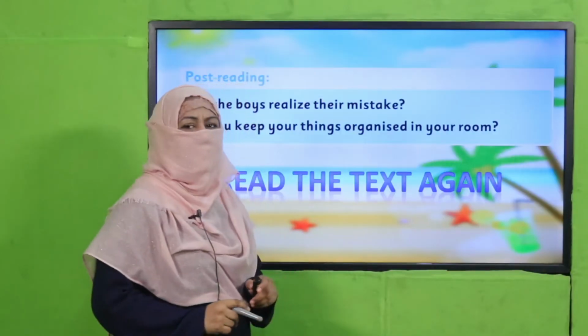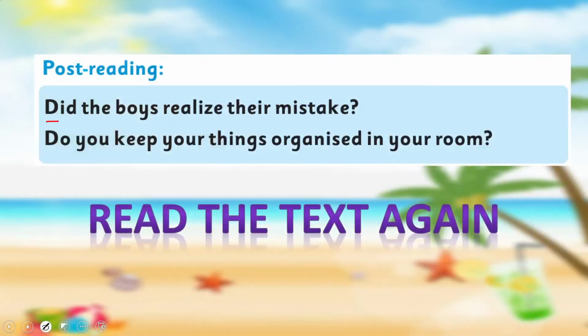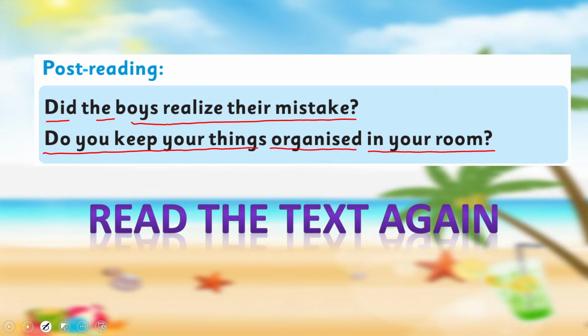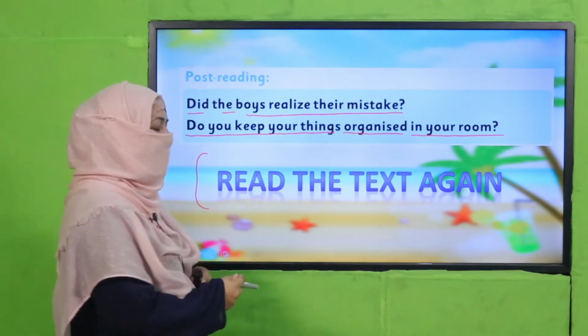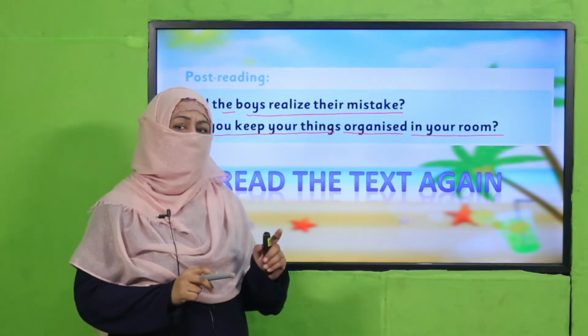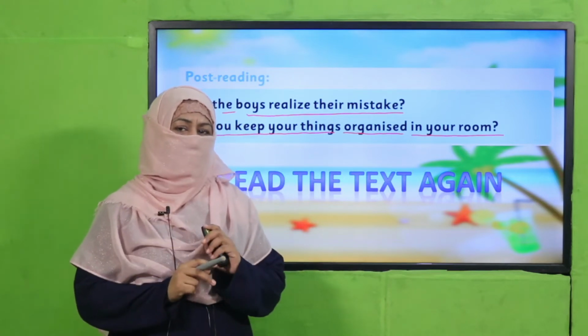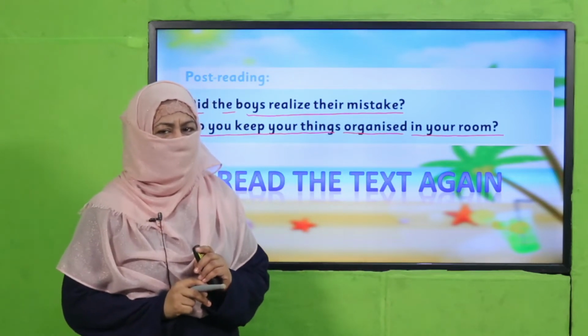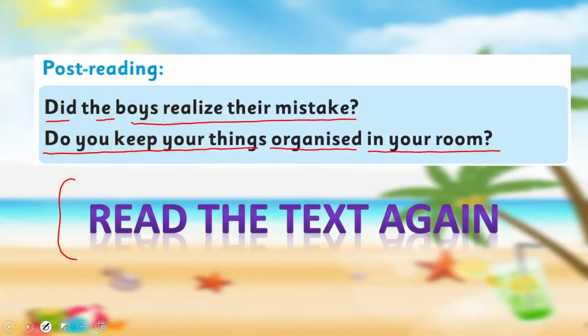Yes, my dear students, so this is all about this unit. First, you have to answer these questions. Did the boys realize their mistake? And do you keep your things organized in your room? Answer these questions to your teacher. Read the text again. Be careful, because after you finish reading, I'm going to take your dictation. So while reading, you have to be careful about the spelling of a few words as well. So pause the video, complete reading, and then come back.